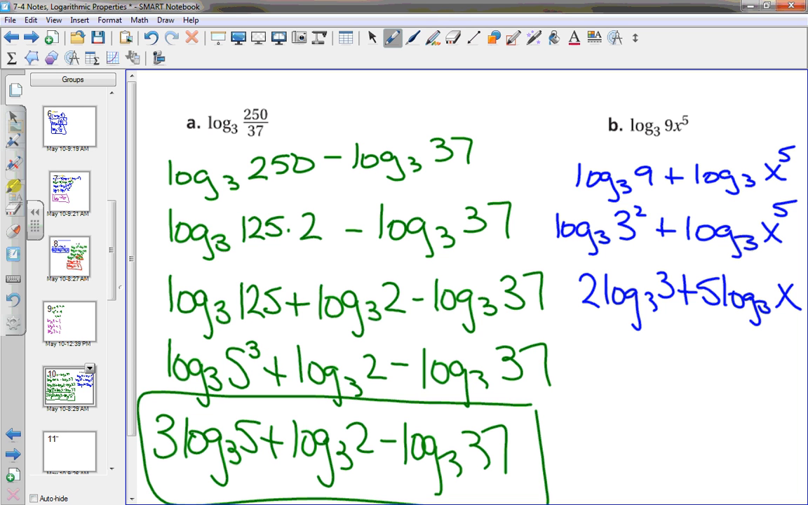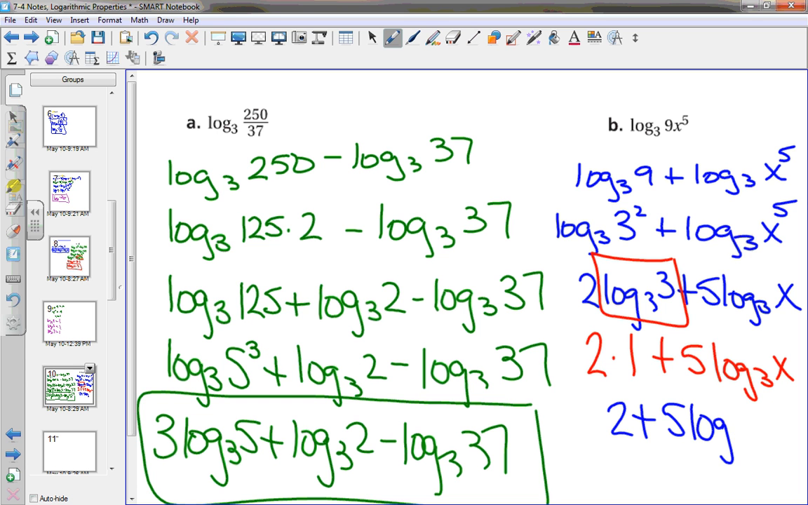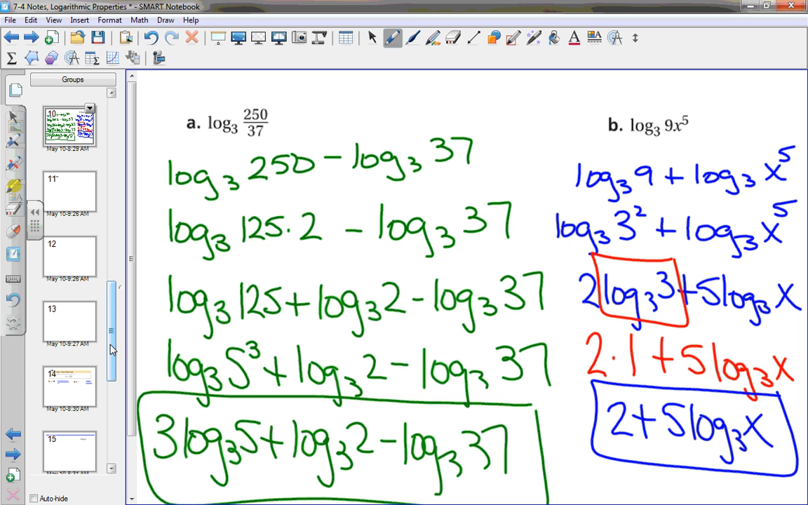Anyone? Log base 3 of 3 is 1. Good job. Just so that you see, I'm going to box that in so that you understand that that's the part that's 1. And 2 times 1 is? 2. And it's done. Are we getting rid of it? Yeah? Okay.